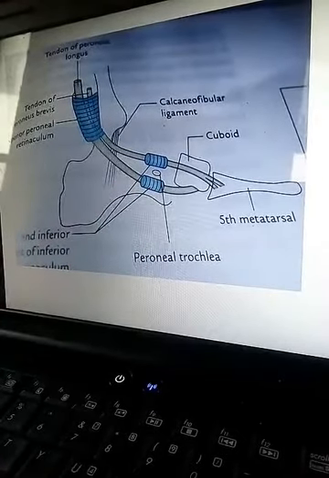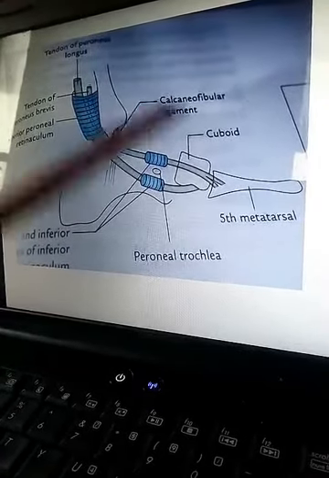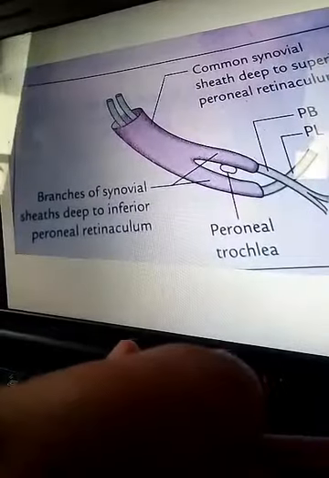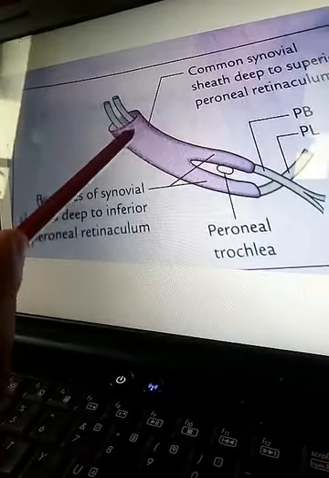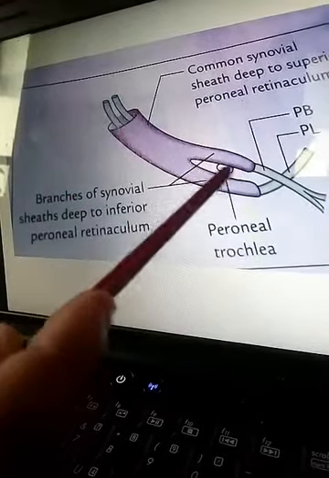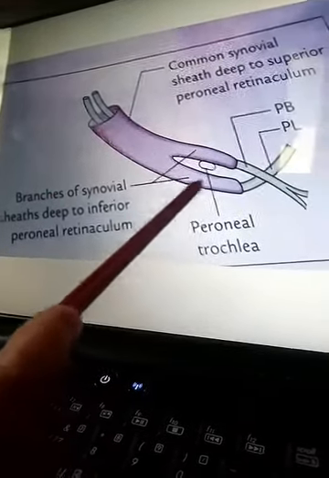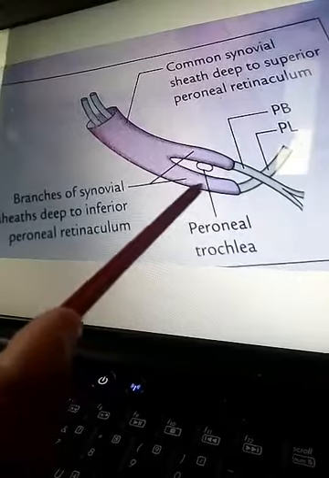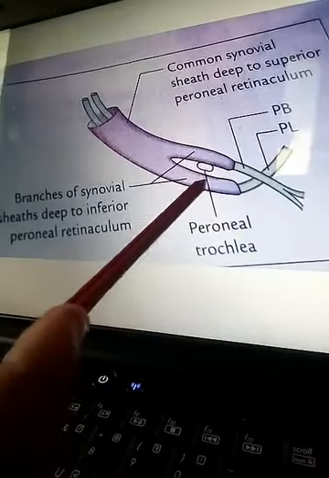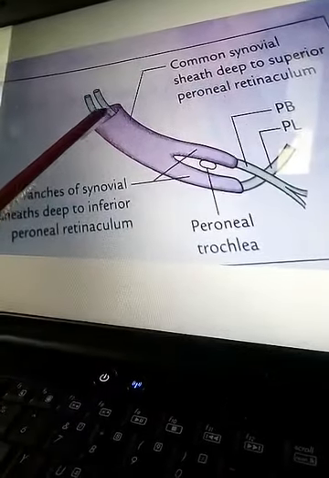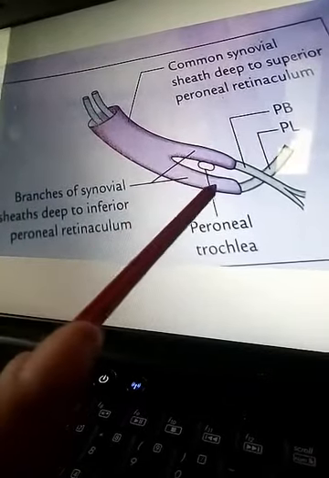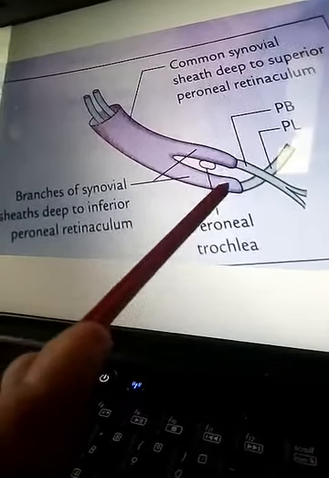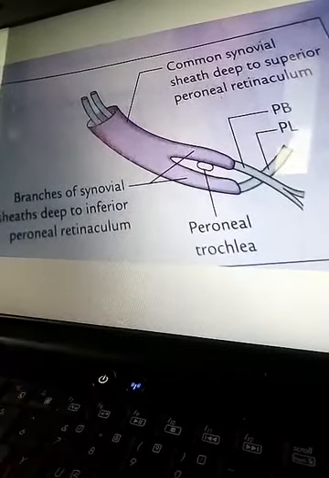Now, peroneal muscles. So you can see superiorly the superior peroneal retinaculum, it splits into two parts. In the lower part, inferior peroneal retinaculum. Superiorly the tendons are enclosed in a single synovial sheath, and inferiorly they are enclosed in separate synovial sheaths.